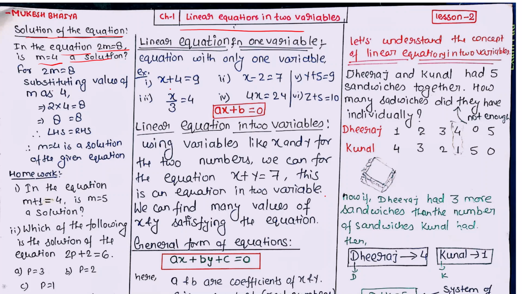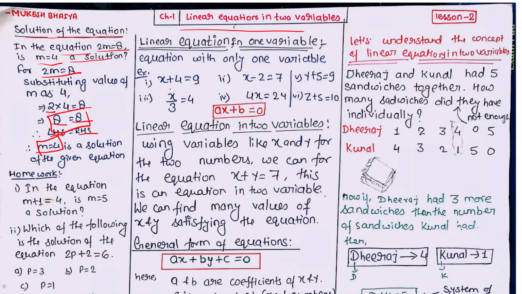Okay, so let's take the left hand side of 2m equal to 8, substituting the value of m as 4. So here you can see 2 into 4 equal to 8, 2 4s are 8. It's simple, right? Left hand side equal to RHS, both the sides the value is same, that is 8. So m equal to 4 is a solution of the given equation.